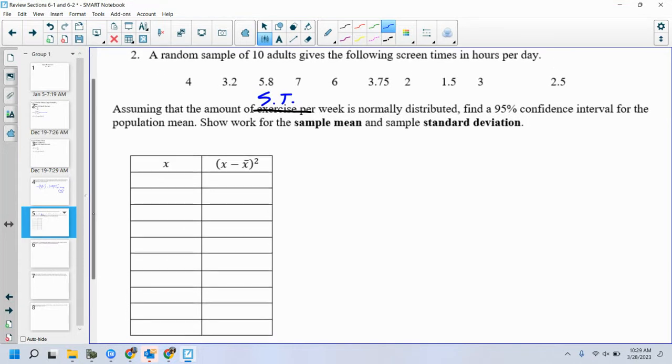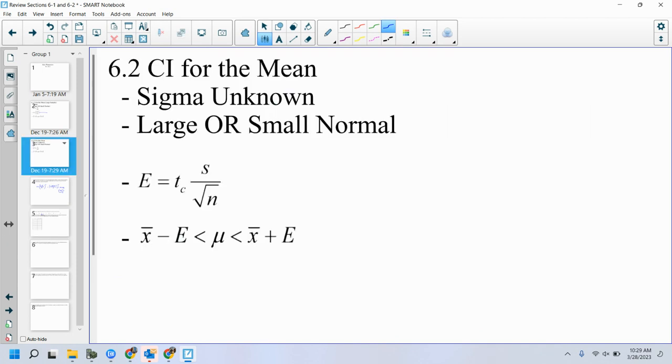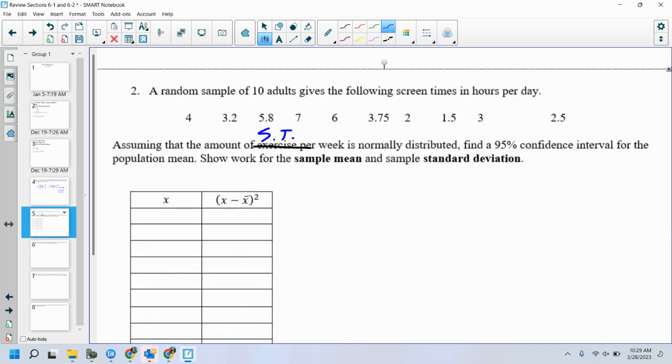All right, so I'm just going to fill in my table here because if I truly want a 95% confidence interval, it's going to need my error margin. And to get my error margin, I need S, right? I can find all of these things right now. I know that E is equal to t_c times S over radical n. Okay, so what is t_c in this case?